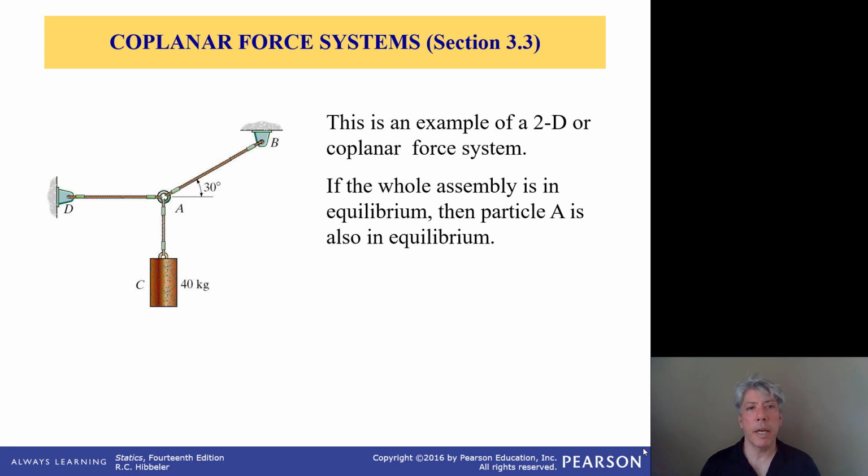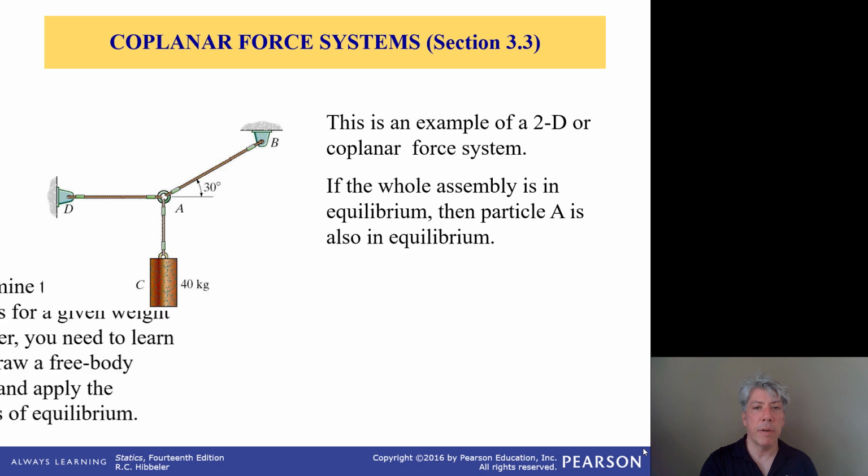So let's consider a very simple coplanar force system. We've got a weight that is attached to a ring at A, and then we've got two cables from A to D and A to B holding this weight in equilibrium. We're assuming that this is in a vertical plane, so the weight is simply hanging down under the influence of gravity. Now the weight is not 40 kilograms, that's the mass of the object. To calculate the weight on the object, you would have to multiply the mass by the acceleration of gravity.